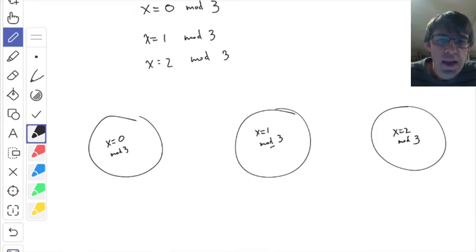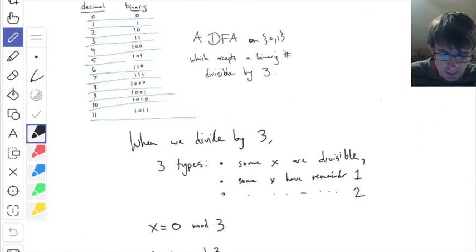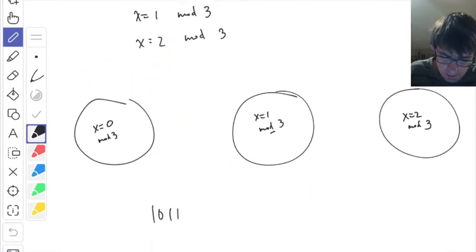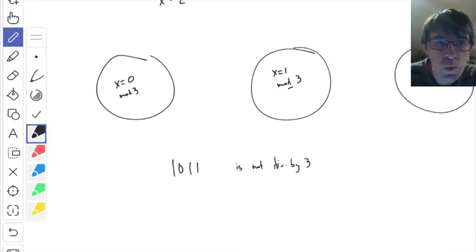And the idea is, as you read the string, another very strange thing about this DFA is it's going to have to decide, for example, is this number divisible by 3 or not when you read it in binary? Well, 1011, if I look on my chart, is 11. So it is not divisible by 3, because 1011 in binary is 11.